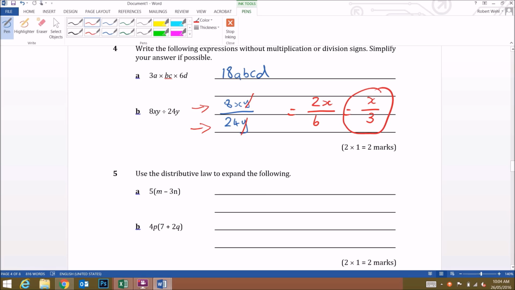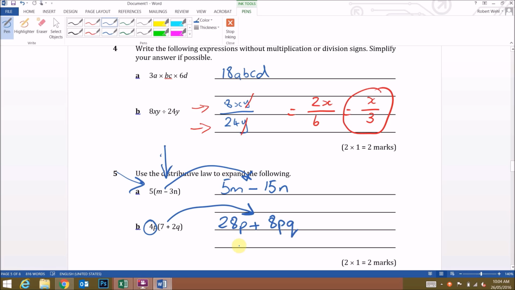Use the distributive law to expand the following. So remember, when we use the distributive law, we multiply everything on the inside by what is on the outside. So 5 times m is 5m. I keep my operation. And then 5 times 3 is 15n. Here, 4p times 7, well, 4 times 7 is 28. And I keep the p. I keep the operation. 4 times 2 is 8. I keep the p, and I keep the q. Okay, so that's my answer there.